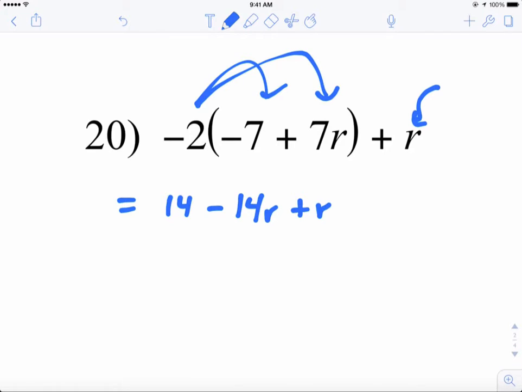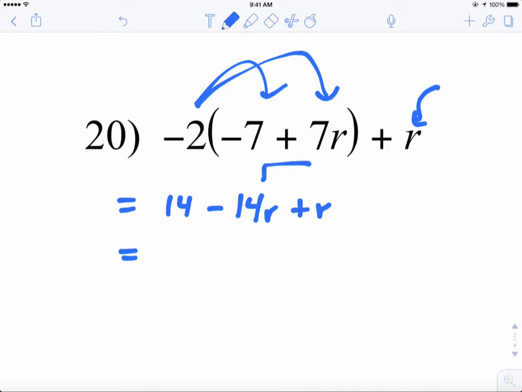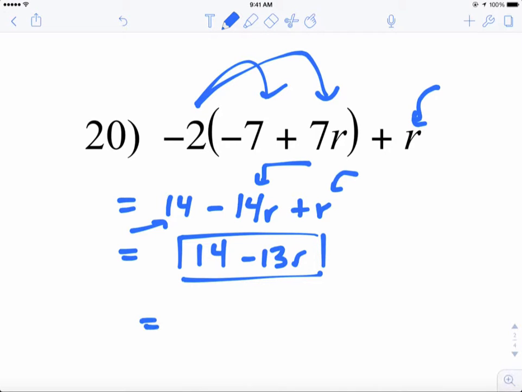Sometimes it's really confusing when there's no coefficient, no number being multiplied by our variable. There's an implied 1 here. So I think I've got negative 14 r's plus 1r. I think that's going to be negative 13 r's to go along with our 14 from before. So this is our final expression. You are also welcome to write this as negative 13r plus 14.